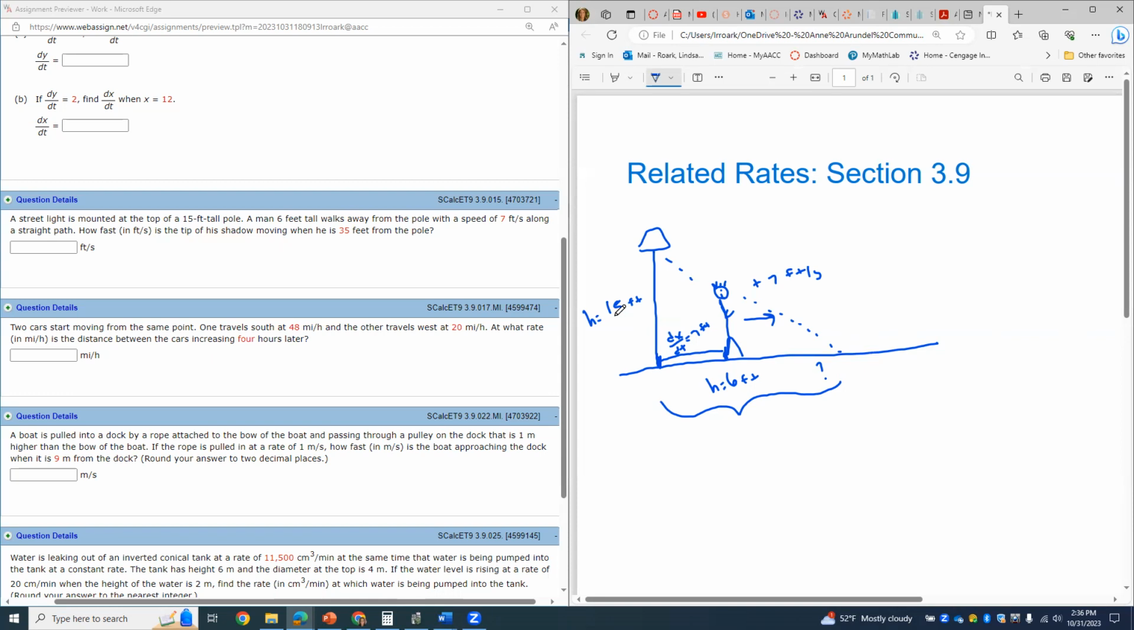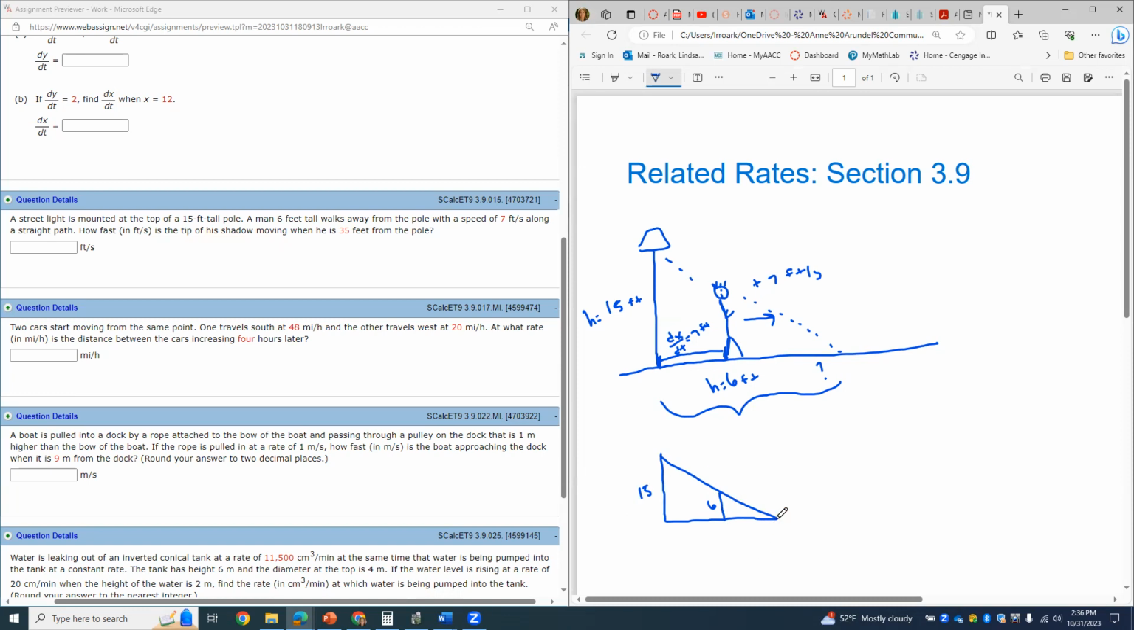Okay, so first things first, let me see if I can rewrite this situation as a nicer triangle, because that's what this is. This is just a triangle. For each of these problems, there's always some key piece of information we need to use to answer the question. They tell us that the height of the pole is 15. The height of this man is 6.